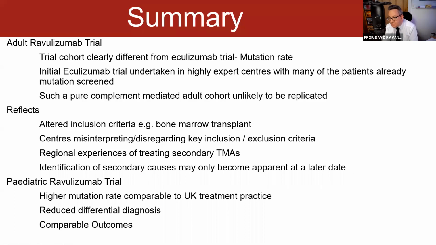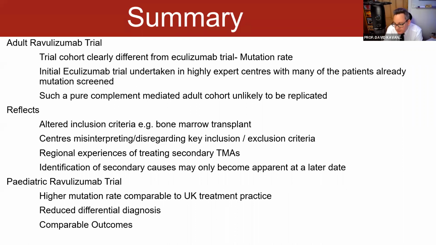If you look at the adult ravulizumab trial, the trial cohort is clearly different from the eculizumab trial. The mutation rate is much lower in the ravulizumab trial. The initial eculizumab trials were done in expert centres that already had patients with mutation screening done, and such a pure cohort of complement-mediated adults is unlikely to ever be reflected, and that's probably the difference.